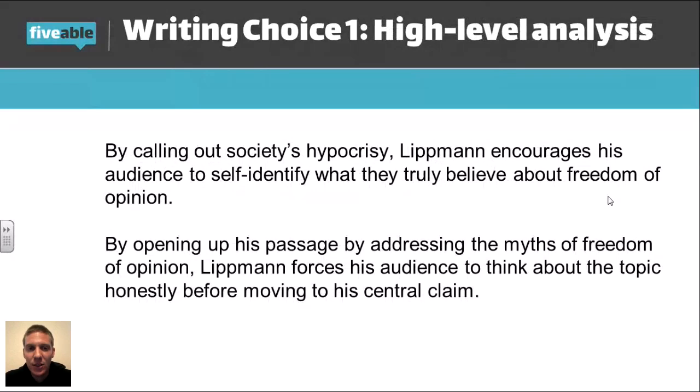Okay, I'd say something like this as well. Focusing on that beginning, middle, and end mindset. By opening up his passage, or by beginning his passage by addressing the myths of freedom of opinion, Lippmann forces his audience to think about the topic honestly before moving to his central claim. And that last phrase, before moving to a central claim, is a great writing technique because you're letting your reader know, I see the big picture. And that's so important for rhetorical analysis.